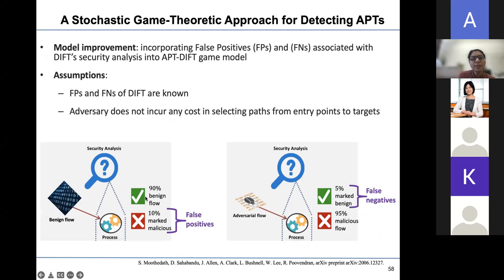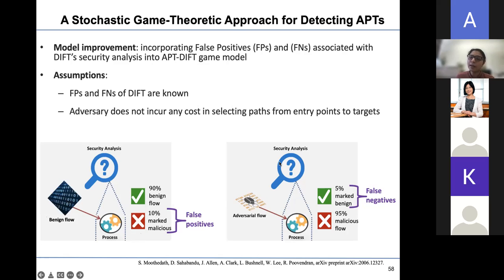So there is a chance, 90%, that it will accurately classify it as benign, but there is a false positive rate. Let's say 10% of the time it will wrongly conclude it as a malicious flow. The actual flow was benign, so it should have been concluded as benign 100% of the time, but the system will have a false positive, right?